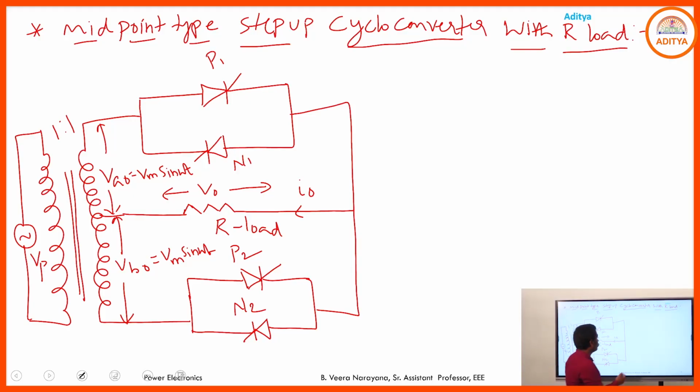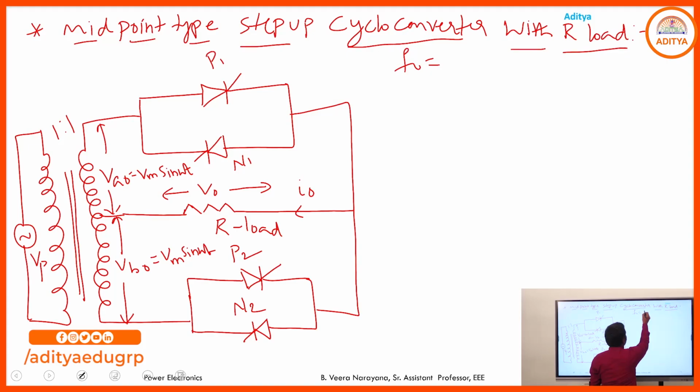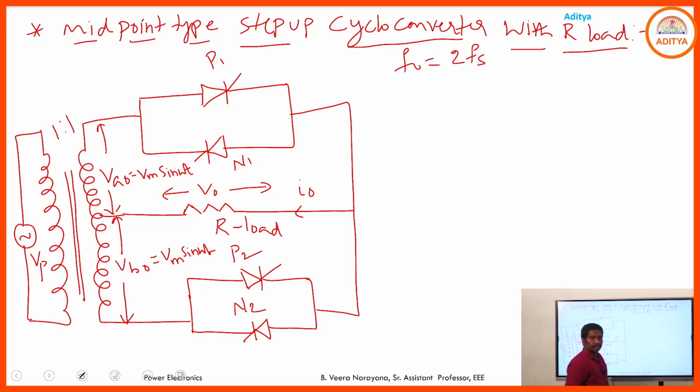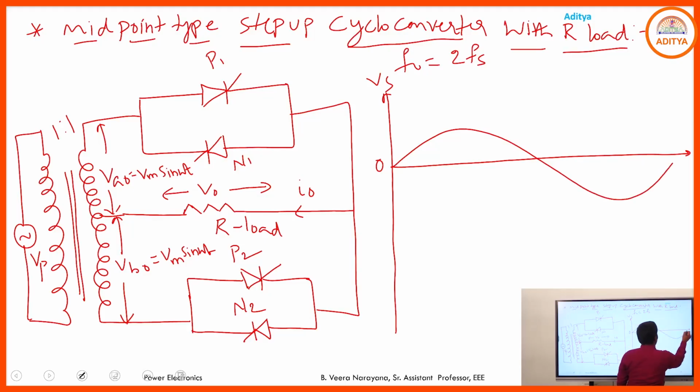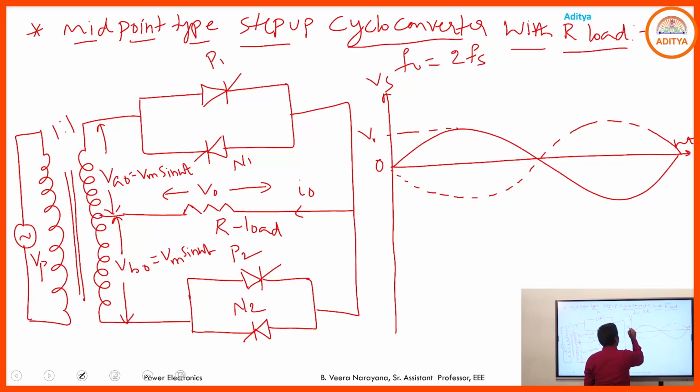Next, here I just want to collect F0 equals 2Fs. And here we have the source voltage like this. Here it is VA0 and here it is VB0.